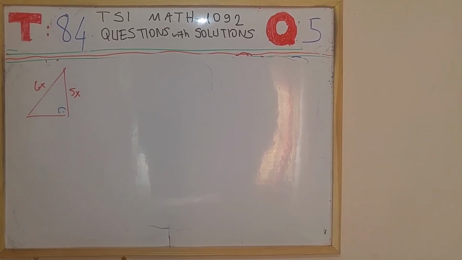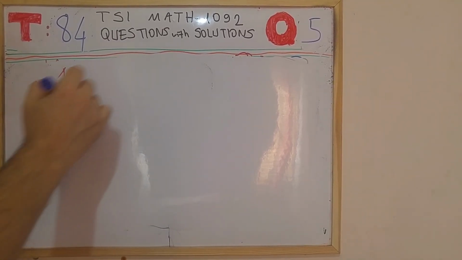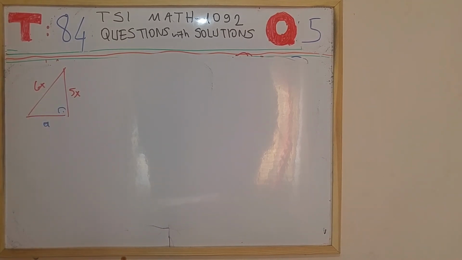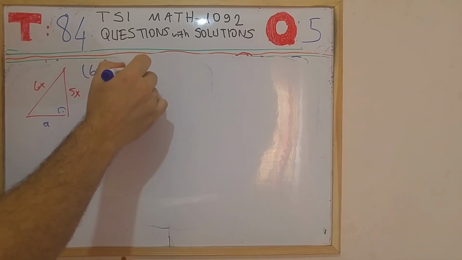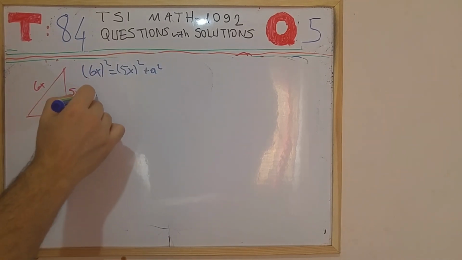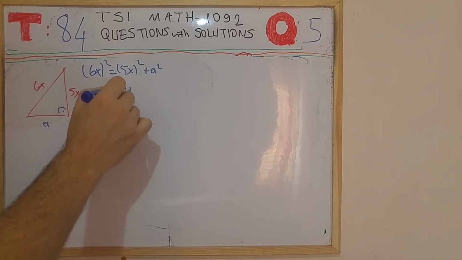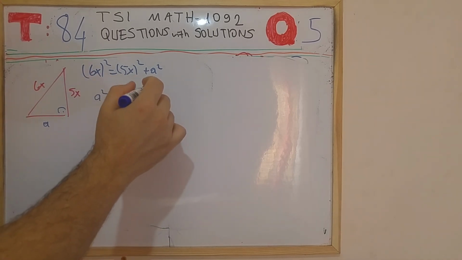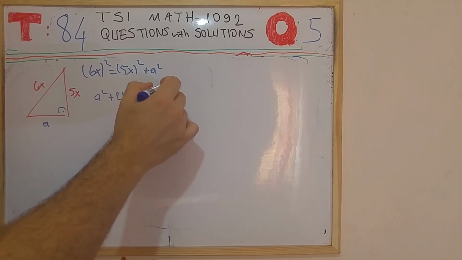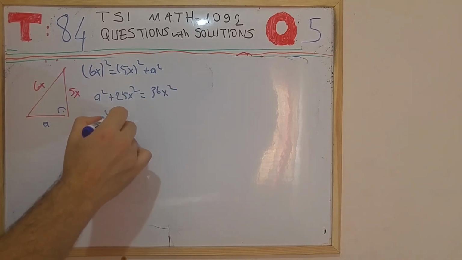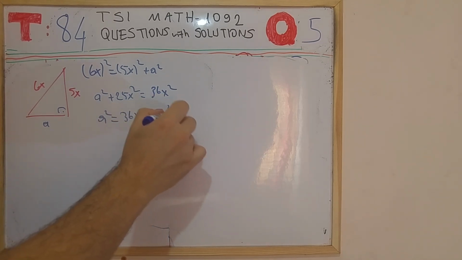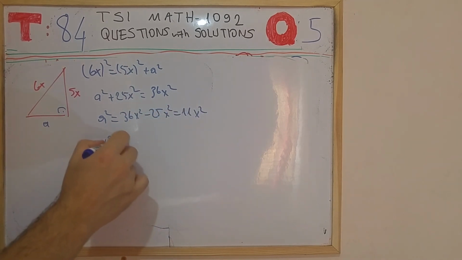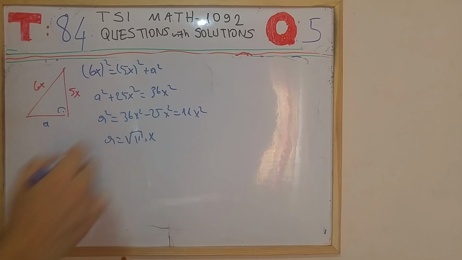Hypotenuse on the job, Pythagorean theorem on the job. What I have here is, let's call here as A, and 6x square must be equal to 5x square plus a square. So a square plus 25x square must be equal to 36x square, and a square is equal to 36x square minus 25x square, that is 11x square. So a is equal to the square root of 11 times x.